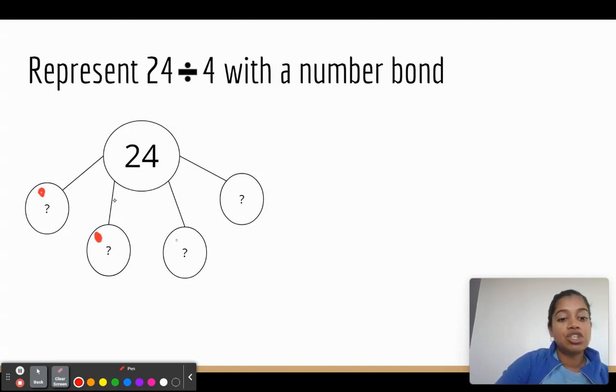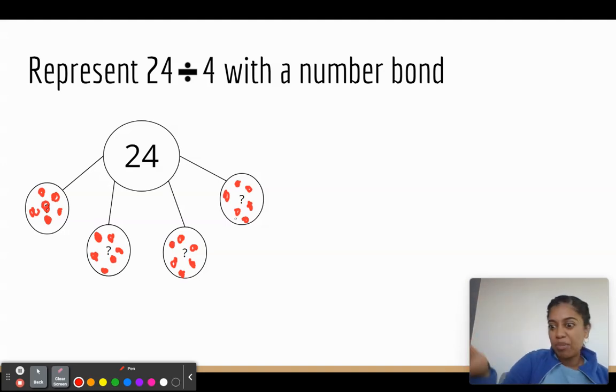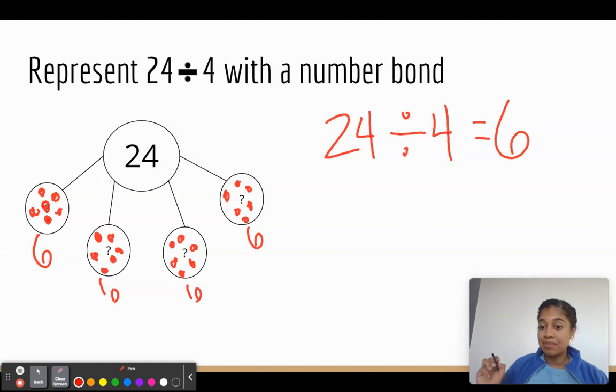So I have 1, 2, 3, 4, 5, 6, 7, 8, 9, 10, 11, 12, 13, 14, 15, 16, 17, 18, 19, 20, 21, 22, 23, 24. So I divided 24 dots amongst 4 groups. So how much is in each group? 1, 2, 3, 4, 5, 6. So I have 6 in each group. So if I take 24 and divide it by 4, I will get 6.